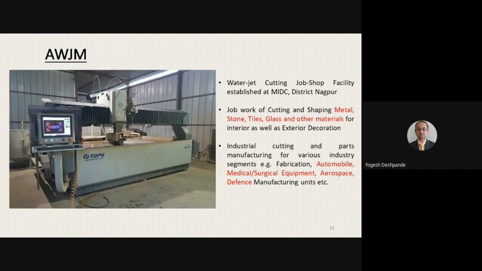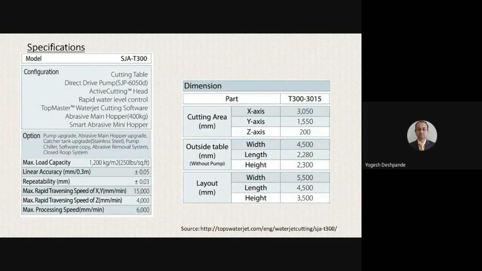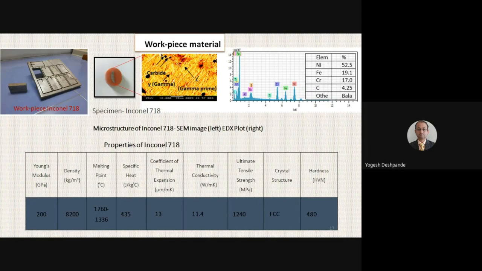This is the AWJM used in this work, and some specifications are highlighted here. As the workpiece material, as we know, the nickel-based superalloy is selected, and this slide shows the microstructure details along with the EDX plot and the properties of Inconel 718. The workpiece of Inconel 718 along with the machine component is presented here.